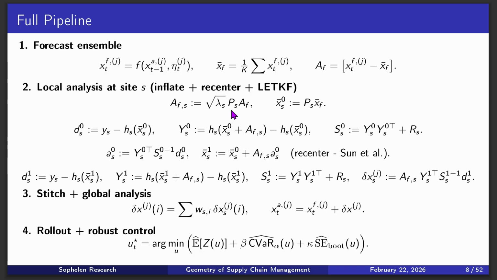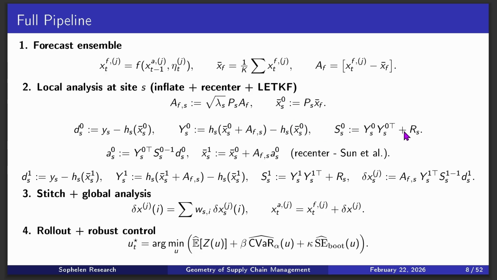Now, it could be the case that you are overconfident, so you try to inflate. If you don't inflate, you may miss events that could be catastrophic. So you inflate based on a certain statistic, and we're going to go over that in a second video where we deep dive into the technicals. Here, this is called the innovation, the difference between what you observe and what you predict. And then here you construct the anomalies in the observation space.